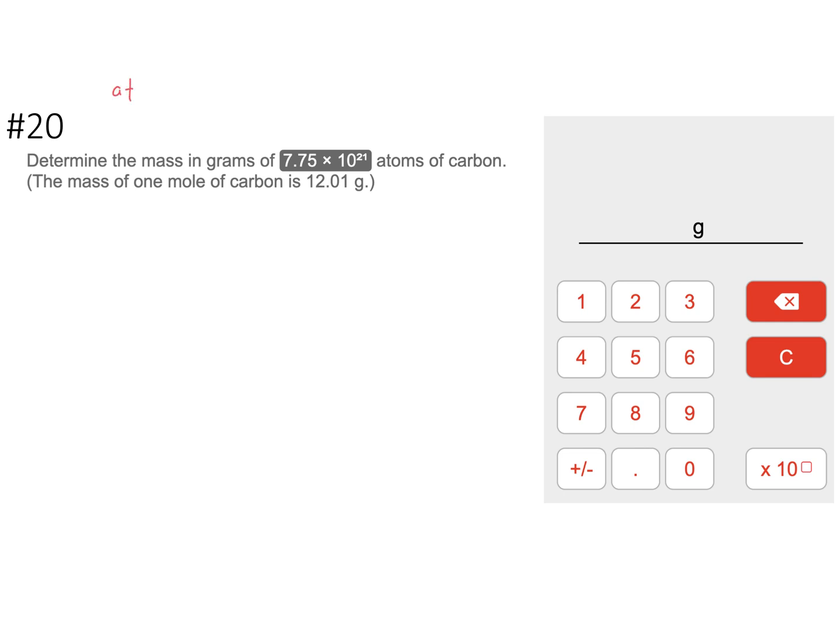We're going to start with atoms, and we know we can go from atoms to moles using Avogadro's number. And then for moles, we can go to grams using the molar, or in this case, the atomic mass. Molar mass still would apply. And again, just be careful. This number might be different for your calculation. The steps, as I've said previously, would be the same.